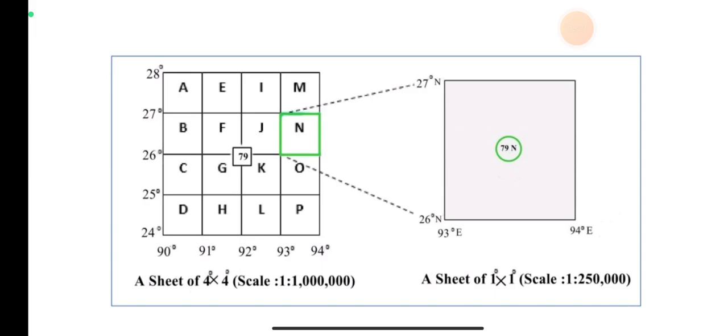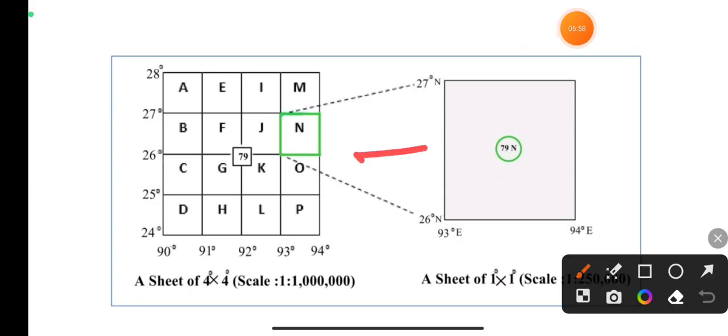So we took this 79. We took this 79 from here. We are coming here. We took this 79. Oh no, sorry, I told you wrong. Sorry. Wait a minute.